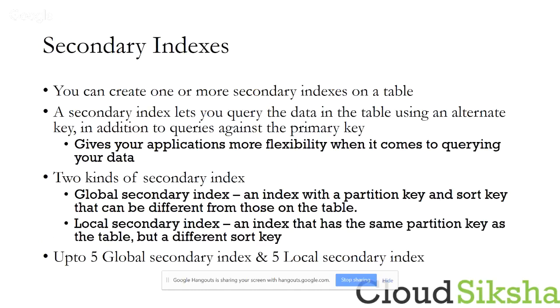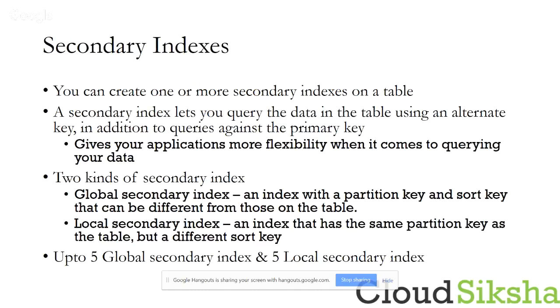So there are two kinds of secondary index. One kind is called a global secondary index. In this index, both the partition key and the sort key for the secondary table will be different from that of the primary one. So you have a different partition key and different sort key, and you can query on that as far as the secondary index is concerned.